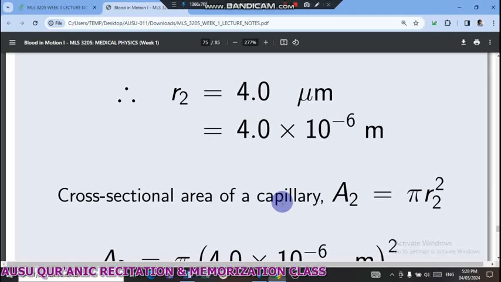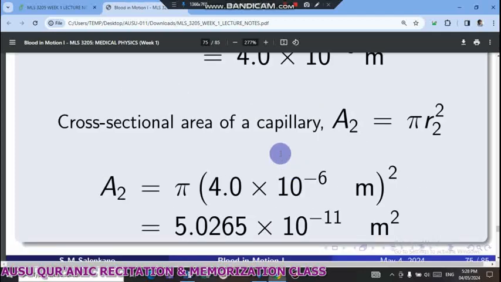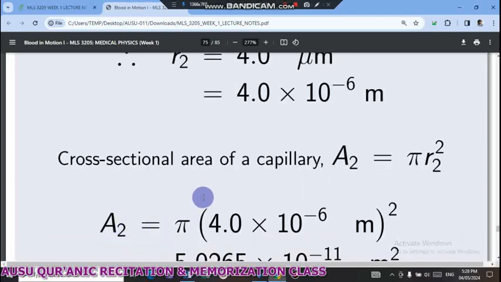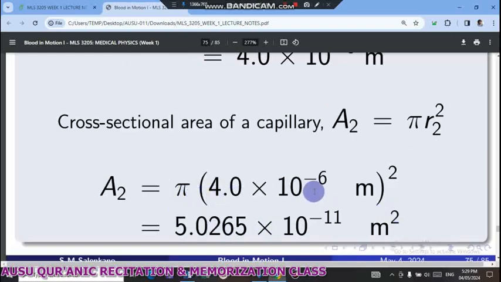Next, I need to know the cross-sectional area of the capillary. I will use this radius to get it. So the cross-sectional area of a capillary, A2, is equal to pi R2 squared. Now I will make the substitution. My A2 equals pi, and my R2 is the one I just calculated, this converted one. I put it here with the unit, and then I square it. If I press this in my calculator, I get 5.0265 times 10 to the power of negative 11, and the square affects my unit, so it becomes meter squared.